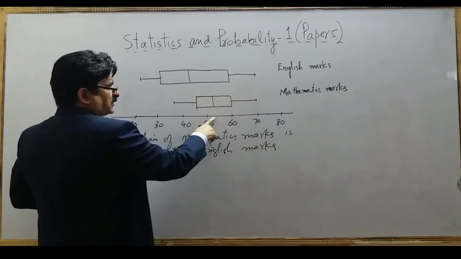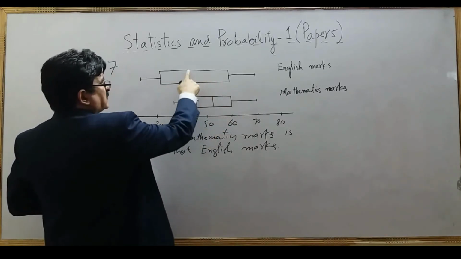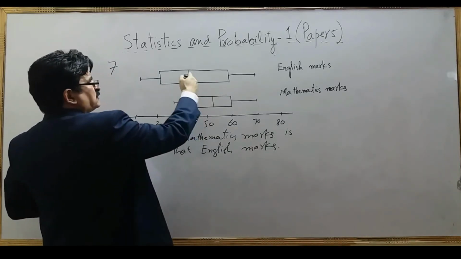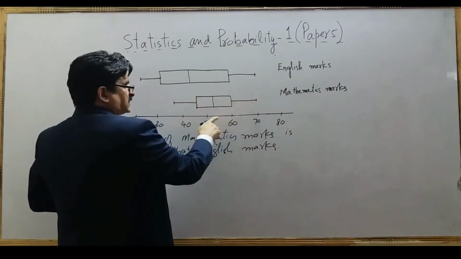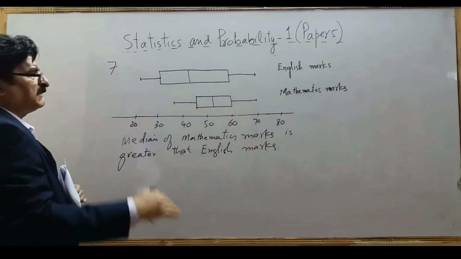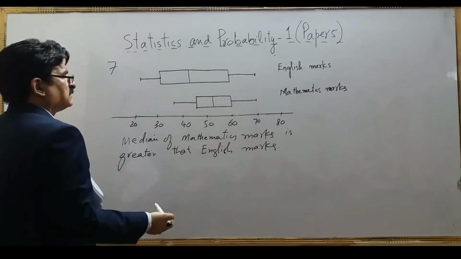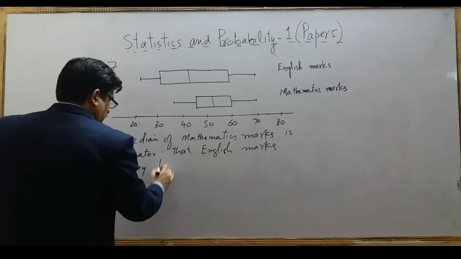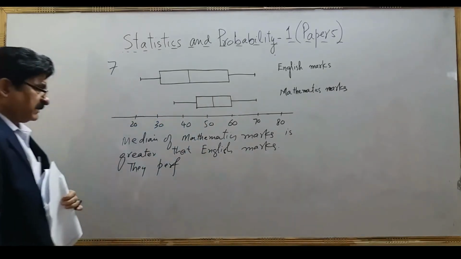This is the median, roughly 54 or 55. But the median of English marks is roughly 45. So 50% students in English have marks greater than 45, but 50% students in math got marks greater than 54. So they have higher marks. So it shows that they are better in mathematics. You can write they perform better in mathematics.